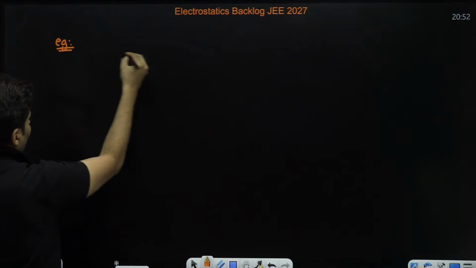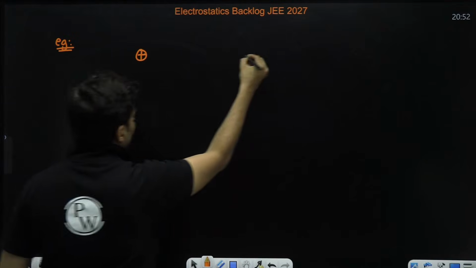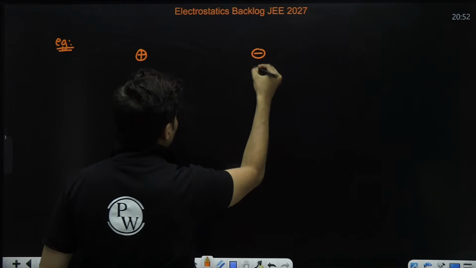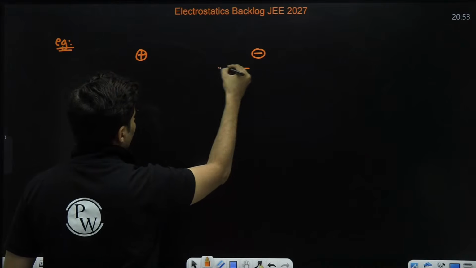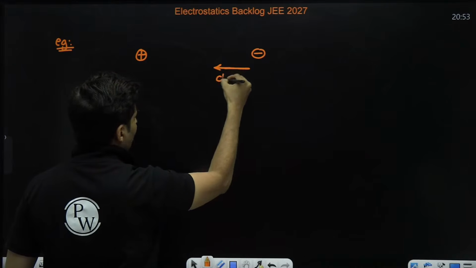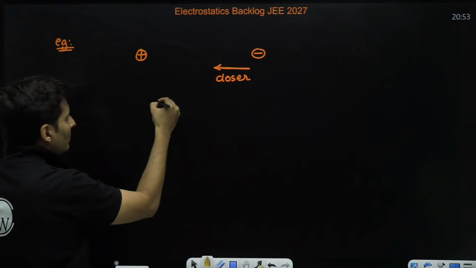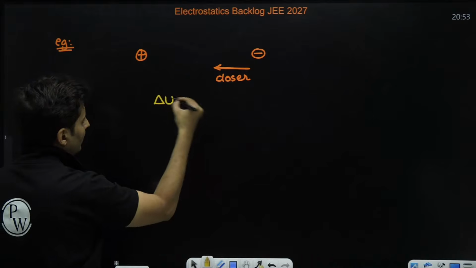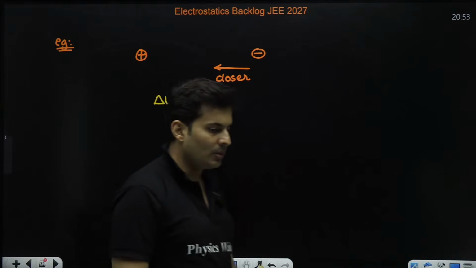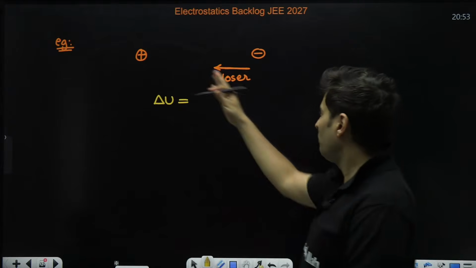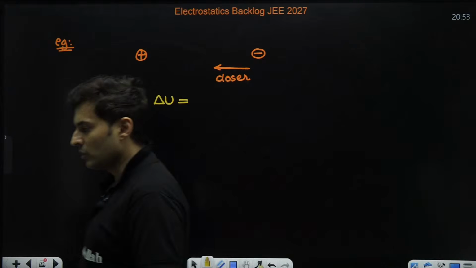Okay, imagine there is a positive charge, imagine there is a negative charge. Somehow, for some reason, I'm bringing it closer. So in this process, can you guys quickly tell me what will happen to delta U? Will it be negative or will it be positive? First, quickly tell me that. Positive charge and negative charge, I'm bringing them closer.